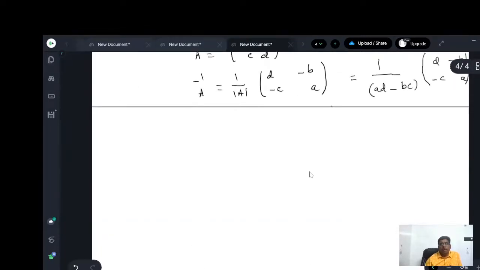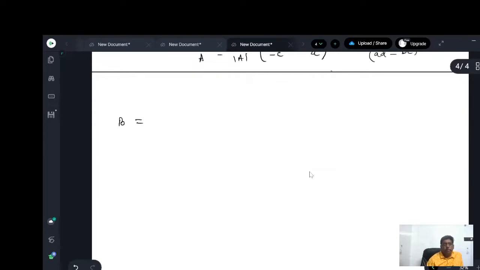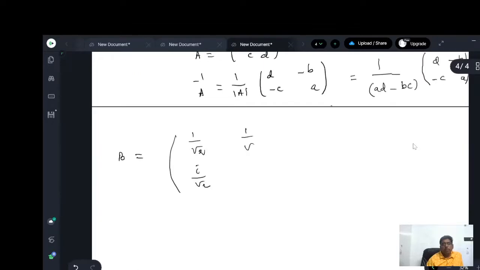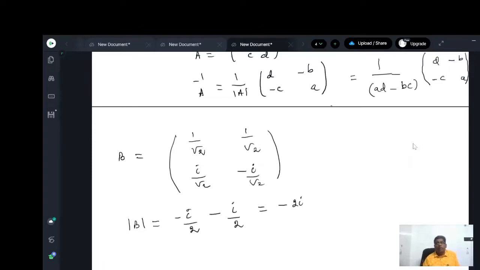Now take that as a separate work. B equal to [1 by root 2, 1 by root 2; i by root 2, minus i by root 2]. Take the modulus of B: 1 by root 2 into minus i by root 2 is minus i by 2, minus half these two, say minus i by 2, which is equal to minus 2i by 2, which is equal to minus i.